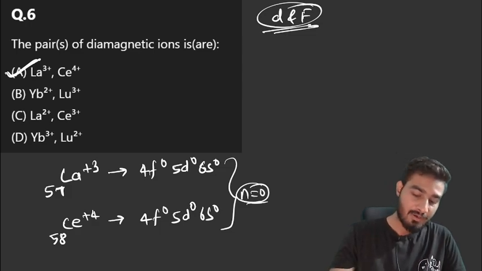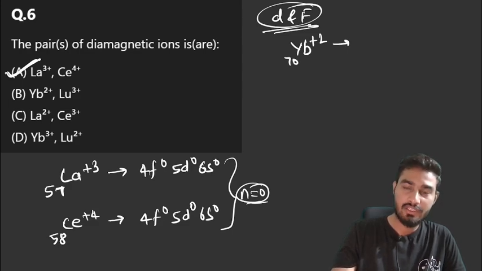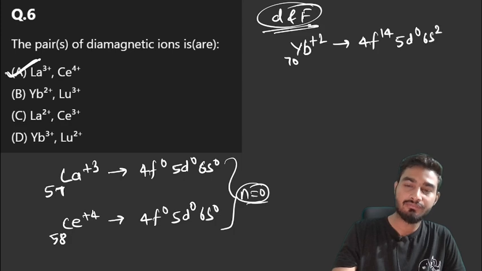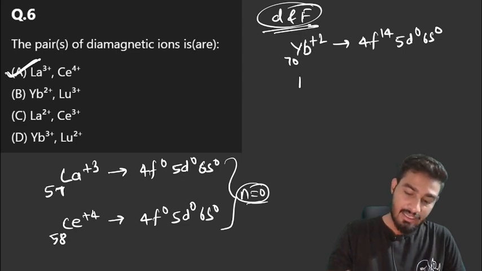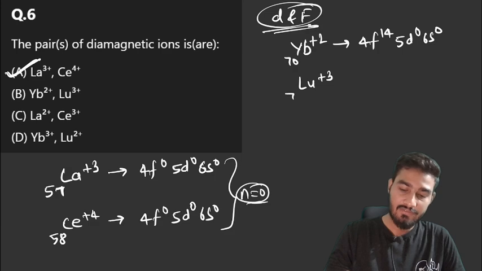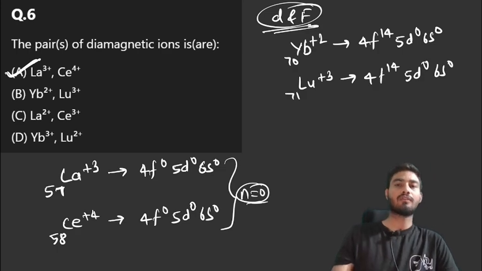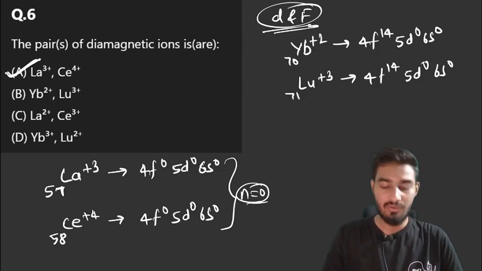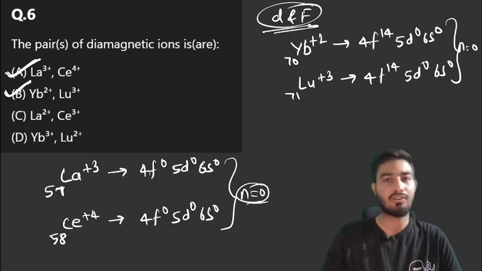Now if we check option B, ytterbium plus 2. The electronic configuration will be 4f14, 5d0, 6s0. In that case the number of unpaired electrons is 0. Lu3+, atomic number 71, is also 4f14, 5d0, 6s0, with 0 unpaired electrons. So it is also diamagnetic, and that should also be our answer.